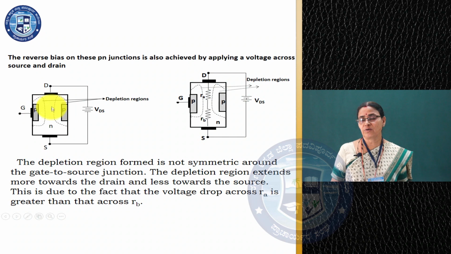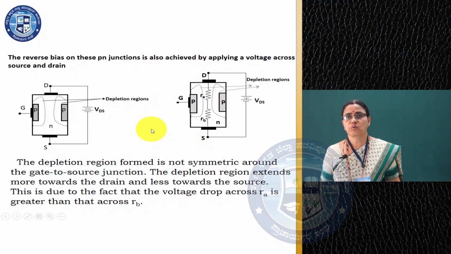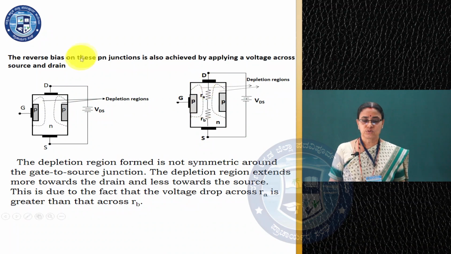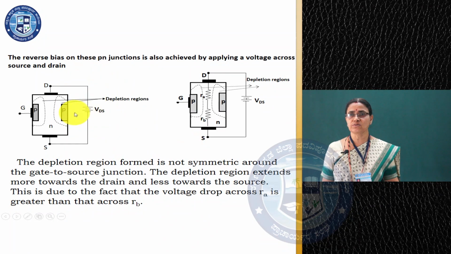So here we have to consider the drain current is directly proportional to the VDS. So it obeys Ohm's law, we have to consider two resistors here, RA and RB. The voltage drop across RA is greater than RB. So here we have to consider this region is more towards the drain. So the voltage drop across RA is greater than RB. So this is the depletion layer of the JFET when VDS is connected to drain and source.